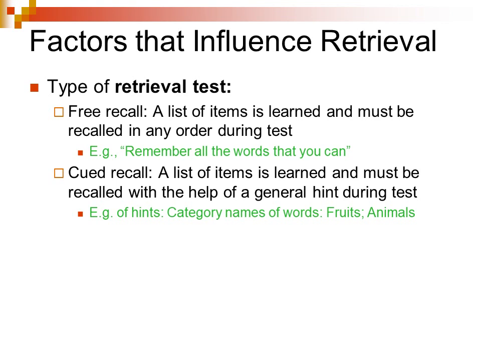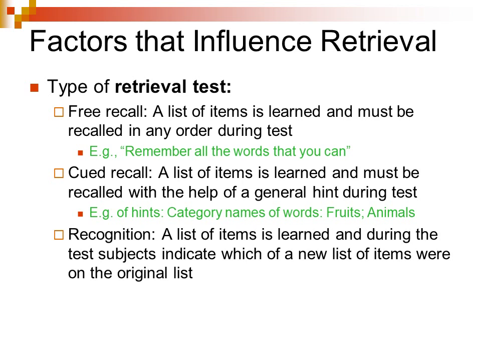You're given some sort of hint or some preliminary information, but you still have to generate the information or the answer on your own. The last type of test is the recognition test, where a list of items is learned, and during the test, subjects indicate which of a new list of items were on the original study list. So participants are shown a list of items, given a certain amount of time to learn them, and then with the recognition test, they have to indicate which items they saw on the study list during the retrieval test. For example, they might be shown words like apple, strawberry, and grape, during the recognition test, and they would have to indicate which of these words was on the original study list. This would be similar to a multiple choice question on the exam.